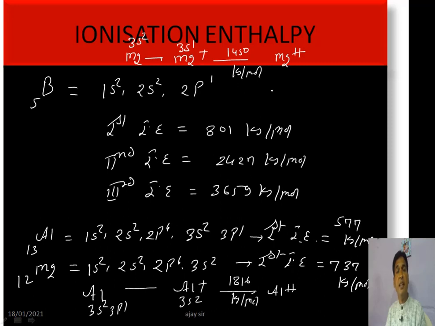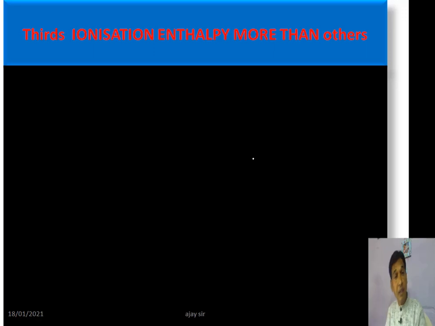Compare the second ionization enthalpy of magnesium and aluminium. The second ionization enthalpy of aluminium is 1816, but that of magnesium is 1450. Then the second ionization enthalpy of group 13 is always more than that of the alkaline earth metals. The third ionization enthalpy is more than the other two.